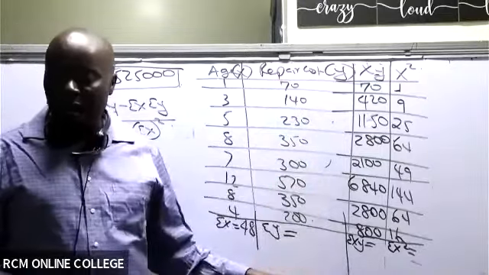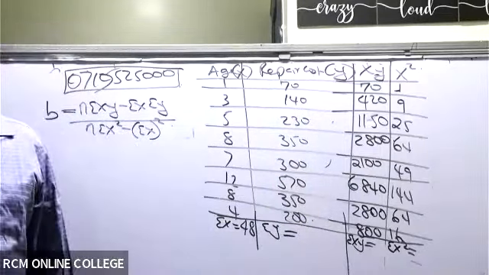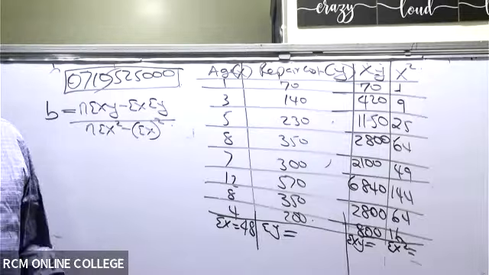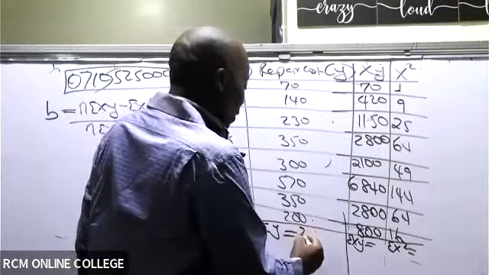How about the summation of y? Do we have anybody who could be having the summation of y? 2210. So this is 2210.